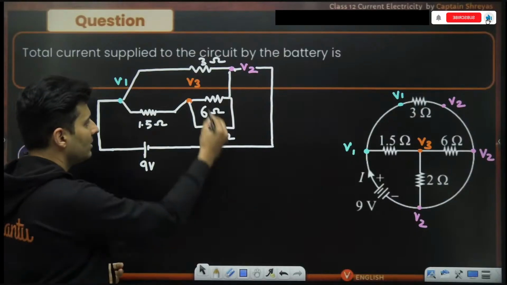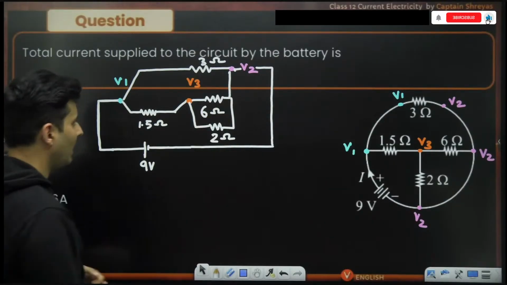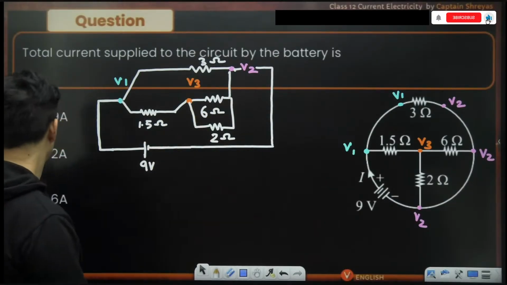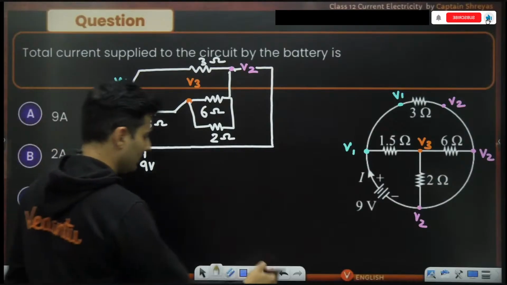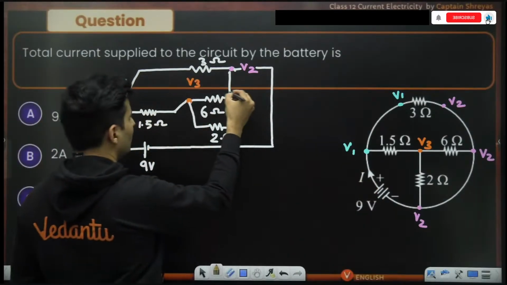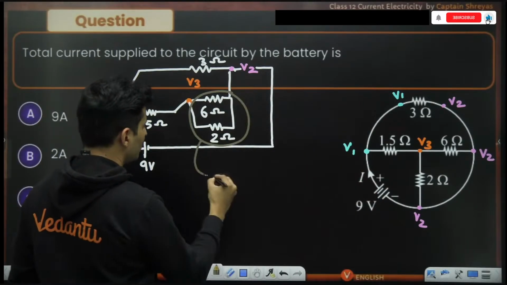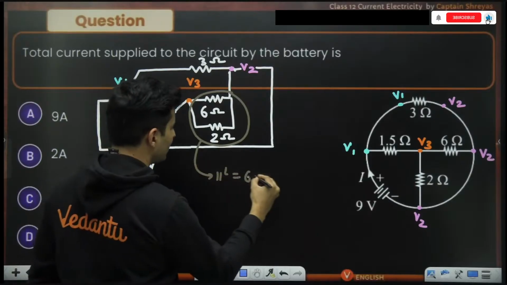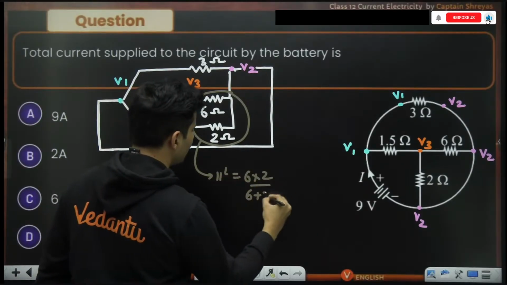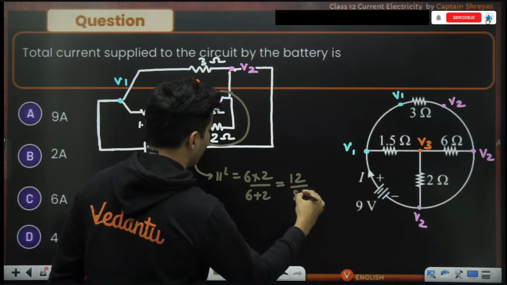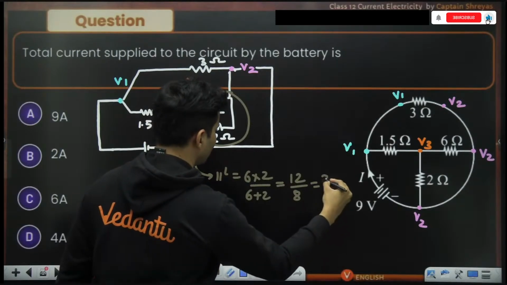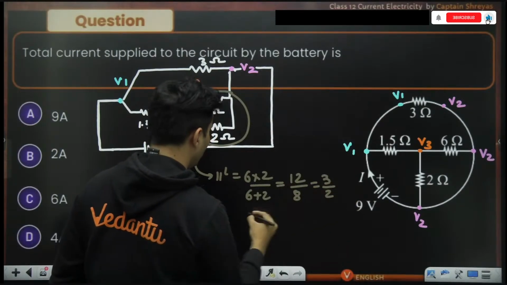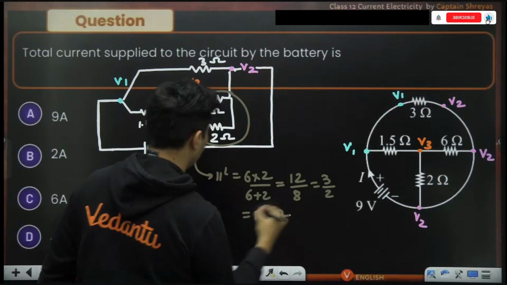Well, see, this 6 and 2 are basically in parallel. If you combine these two, which are in parallel, it will be 6 into 2 divided by 6 plus 2. 12 by 8, divided by 4 is 3, divided by 4 is 2. So 3 by 2, which is basically 1.5 ohms.